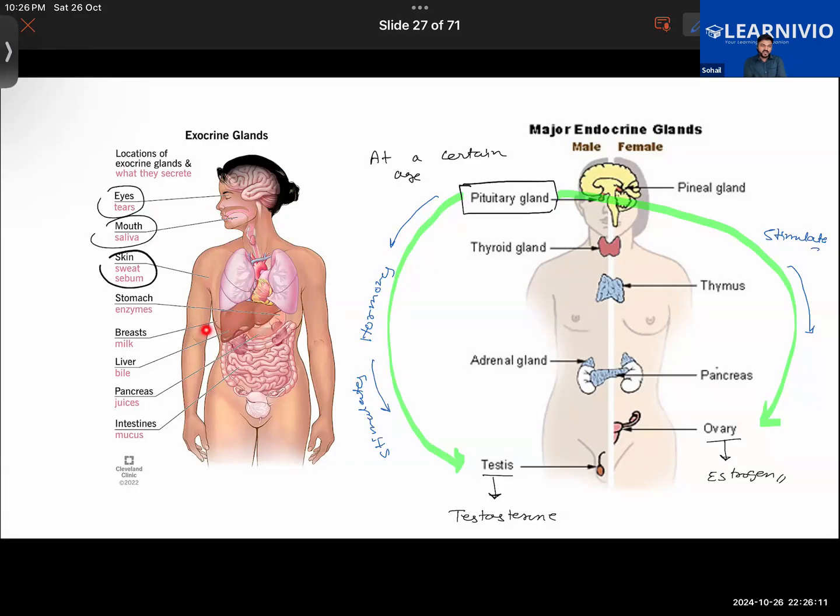Or like the milk also via the mammary gland, or the enzymes that are secreted by the stomach. They are not going into the blood. The digestive enzymes secreted by your stomach mix directly into the food. Or does it go into the blood? You tell me.